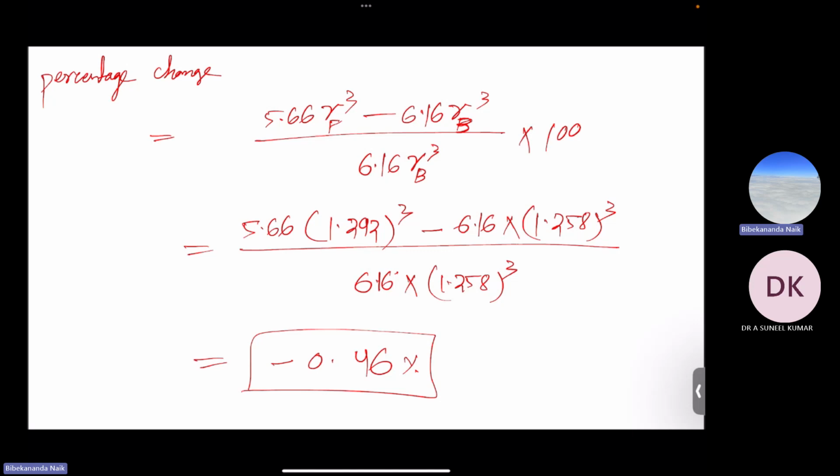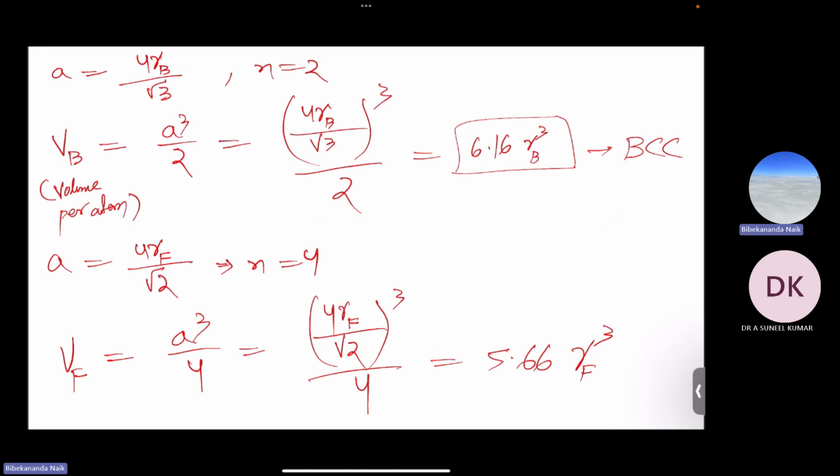Because if you see, there are 4 atoms in face center cubic and 2 atoms in body center cubic. Even if the radius is the same for body center cubic and face center cubic, since the number of atoms is twice, the volume per atom will be reduced to half. But since here the size is also different, it is 1.292 and 1.258, the radius is also different. That's why we are getting 0.46%. Otherwise, we could have got some other values.